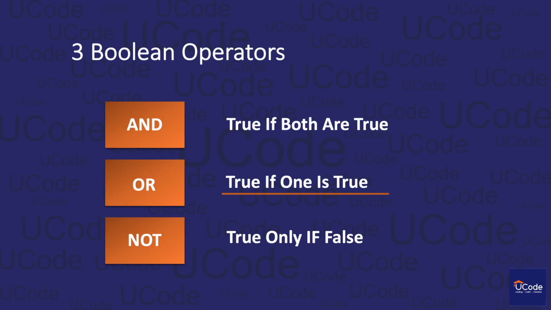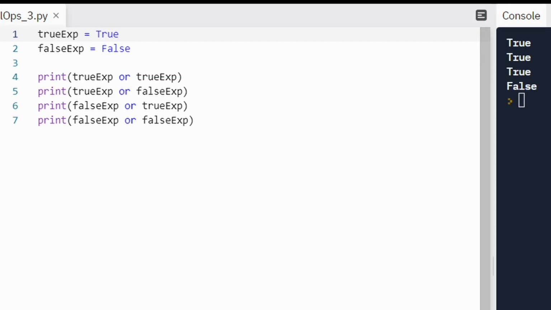The or operator is used when we want at least one side of the condition to be true. Much like the and operator, we can stack multiple or expressions together. Only one expression has to be true in order to execute the code. If you see this example, only false exp or false exp results in false. The rest of the conditions are true, given that at least one of the expressions in the condition is true.